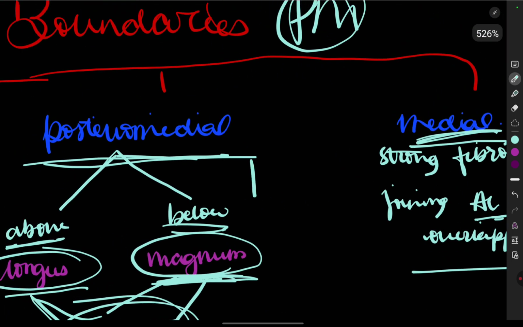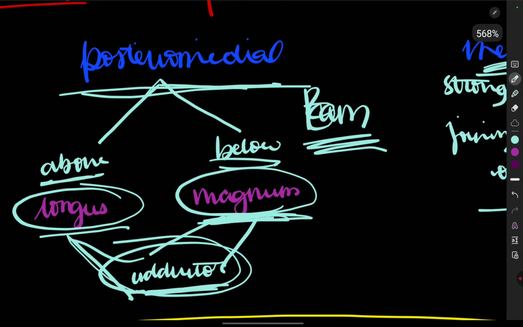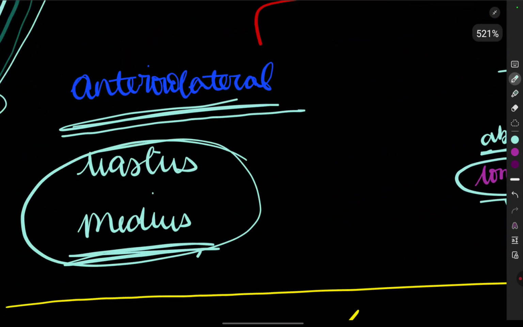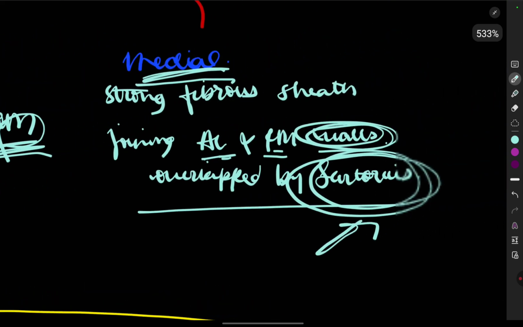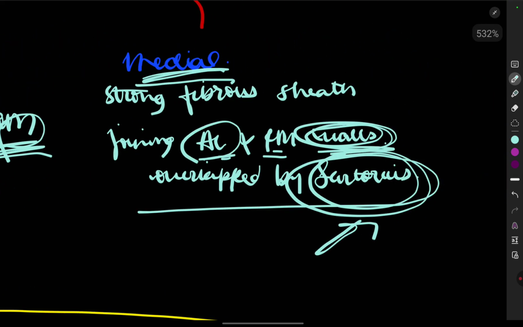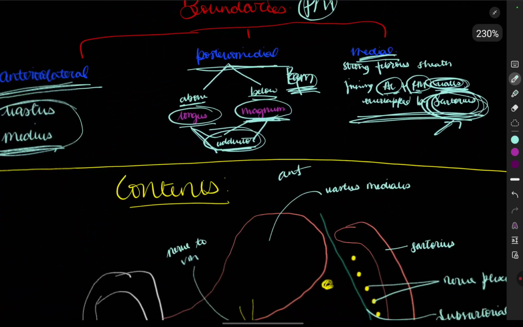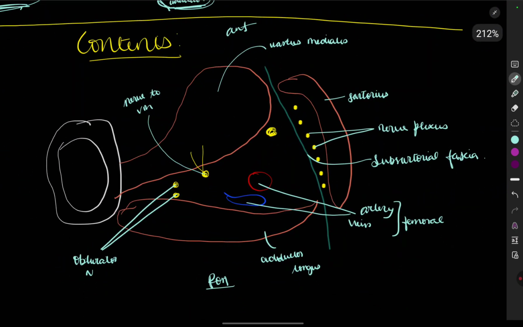Just remember AL, PM: posterior medial has the adductor longus and the adductor magnus, and the anterior lateral has the vastus medialis muscle. And the medial side joins the anterior lateral and the posterior medial, overlapped by the sartorius muscle. So these are the boundaries of the adductor canal. We'll see this in the diagram. If you understand it by the diagram, it's very easy to write down in points. See, this is the vastus medialis muscle.